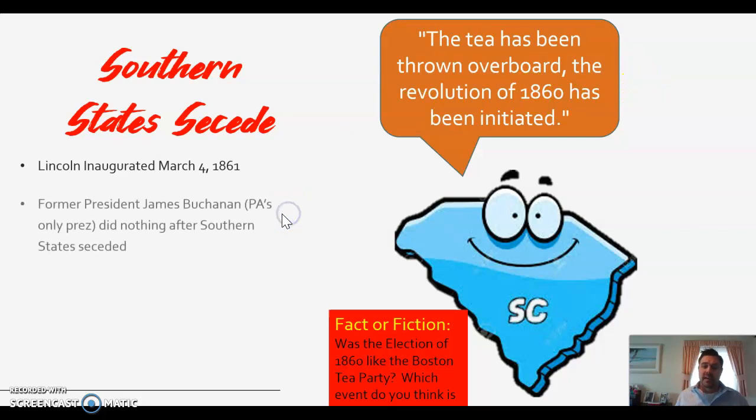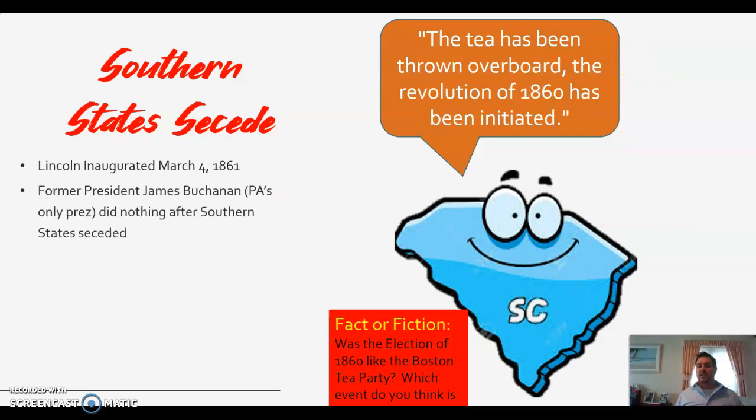There was this in-between time period because former President James Buchanan, who presidential historians will categorize as one of the worst presidents America has ever had, did nothing after the southern states seceded. He just kind of let it happen.